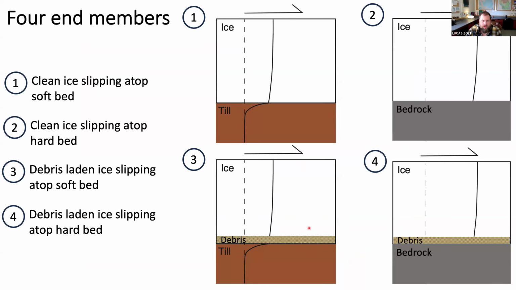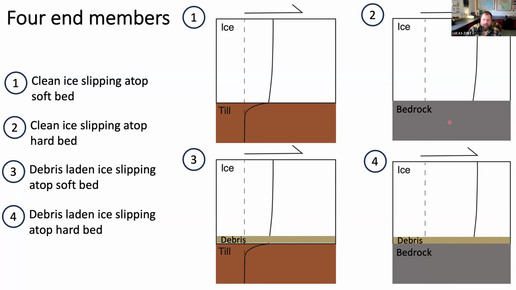And we can monitor how that's working in addition to the stresses that we're also monitoring as well. And so, okay, the basis for the talk is to try to look at these 4 different end members, right? And how you might expect this slip law to behave in these different end member cases. One is basically clean ice sliding atop till, right? So no debris in the ice, and we have an underlying till layer that can deform if the system is able to deform it.